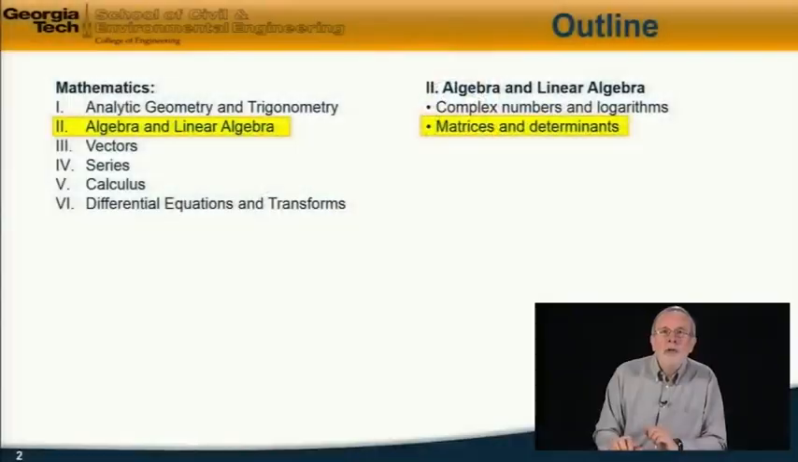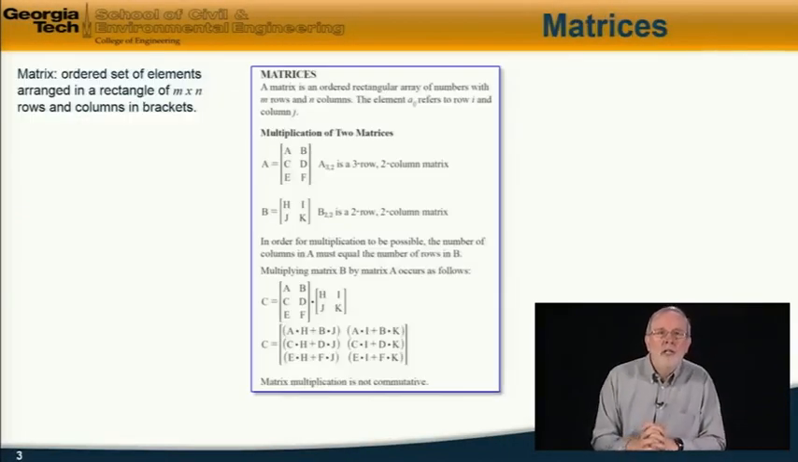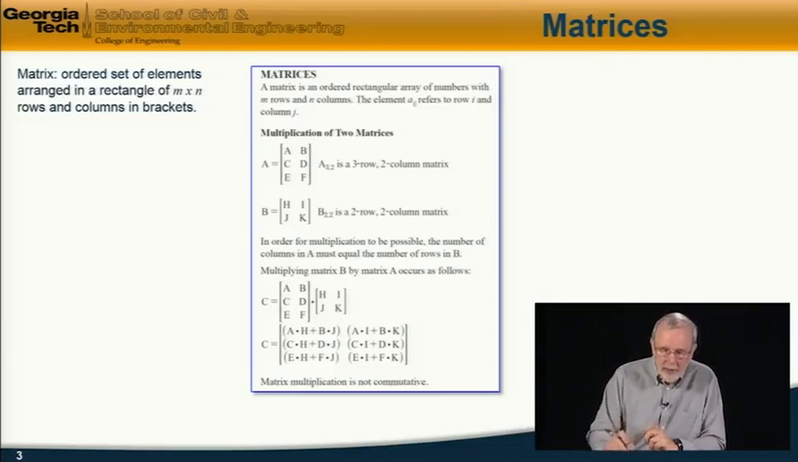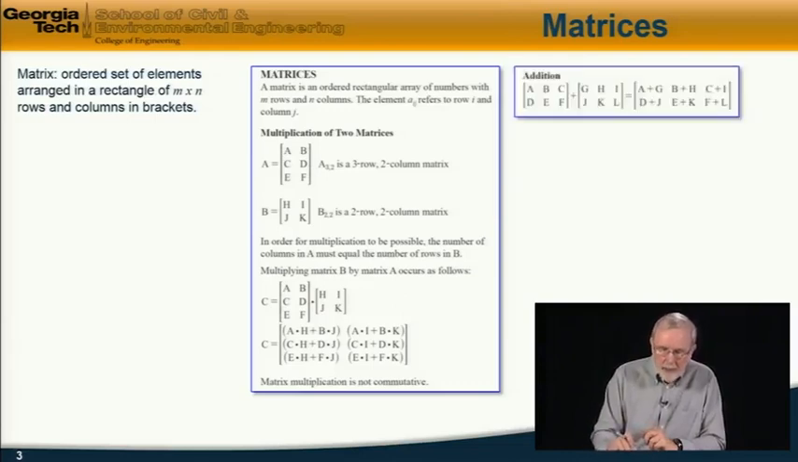Continuing our discussion of algebra and linear algebra, now I want to talk about matrices and determinants. So a matrix, as defined in the reference handbook, is an ordered set of elements arranged in a rectangle of m rows and n columns and set off in brackets, as shown in the extract from the reference handbook here. In this case, the first one here, the matrix A, has 3 rows and 2 columns, and B is 2 rows by 2 columns.